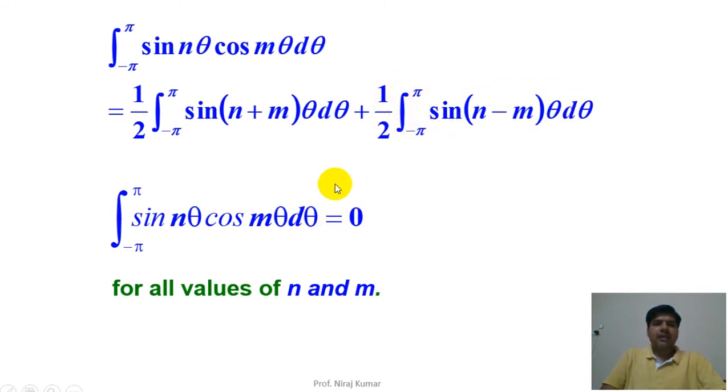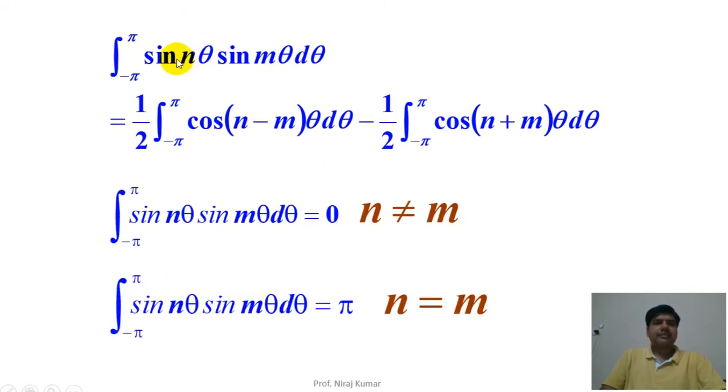So overall value will be always 0 for any value of n and m, including n equals m. If n is equal to m, it will become sine 0. So this value is 0. For all other values, this will give a cos function which is the same at pi and minus pi. So the difference of these two is going to be 0. So for any value of n and m, this function gives you always 0. The multiplication of sine and cos theta will always give 0.